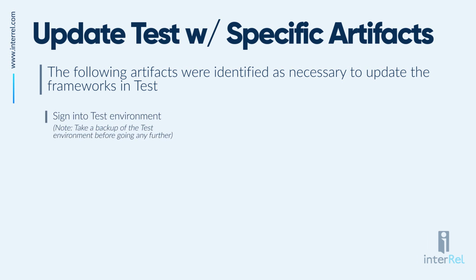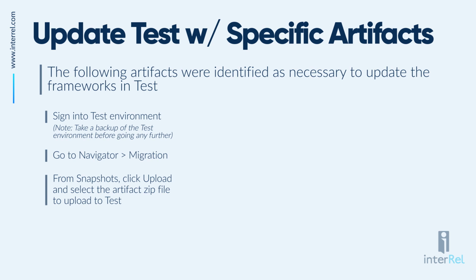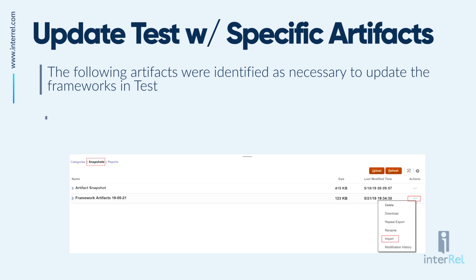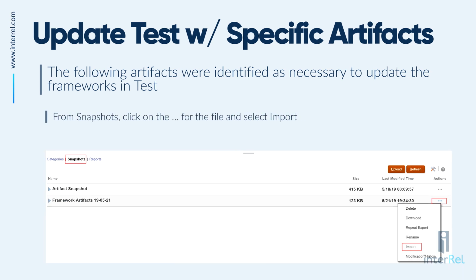We can now log out of prod and go into test. Once in test, from the Navigator menu, select Migration. Go to the Snapshots tab and click Upload. Select the file that we downloaded to our PC. Once the file is uploaded, it will appear in the list of snapshots. Click on the three dots for the file and select Import. It may take several minutes for the import process to complete. Once completed, perform a database refresh.